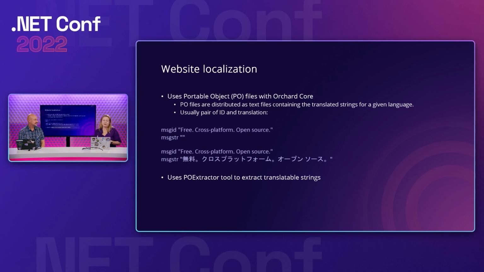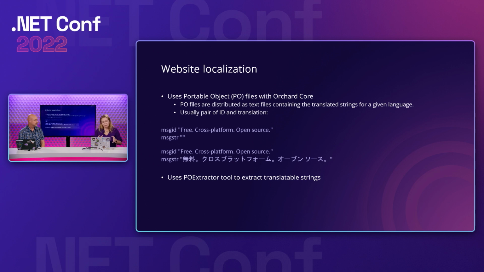And so we shipped our first 2 other languages beside English. So now we support Japanese and simplified Chinese. And so we decided to use PO files, so portable object files, with Orchard Core for our localization project. For those not familiar with PO files, they are a pair of ID and translation.